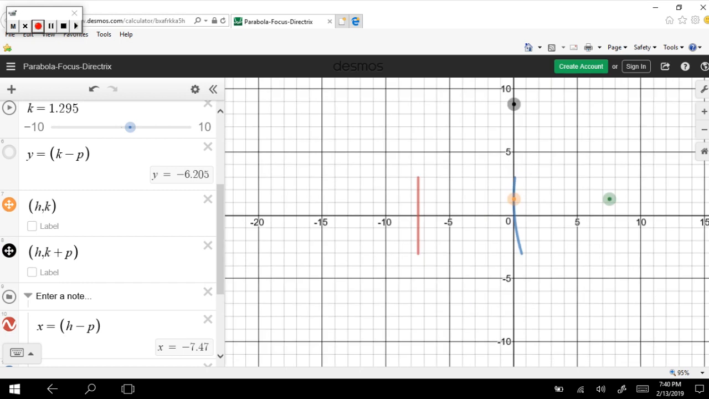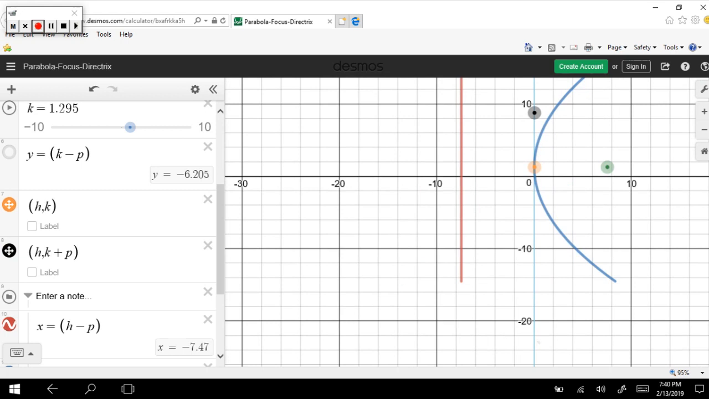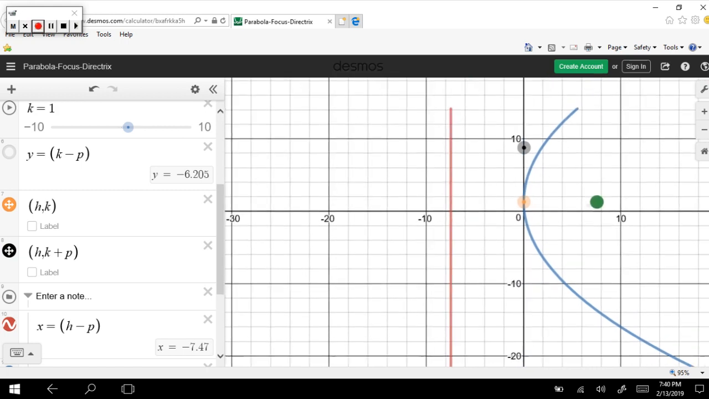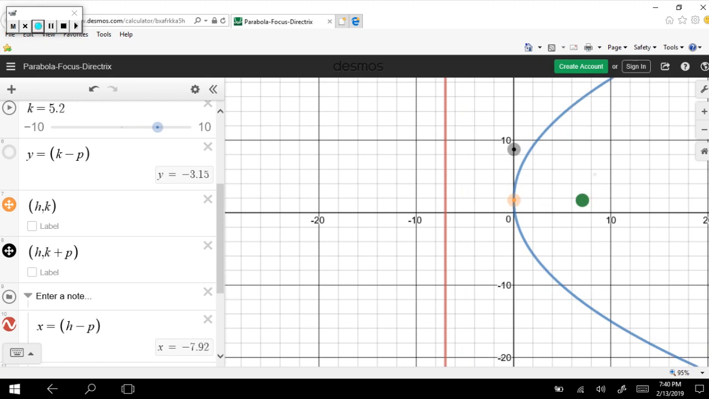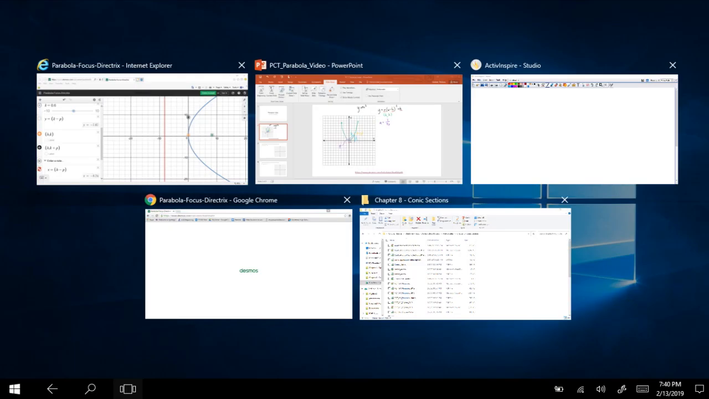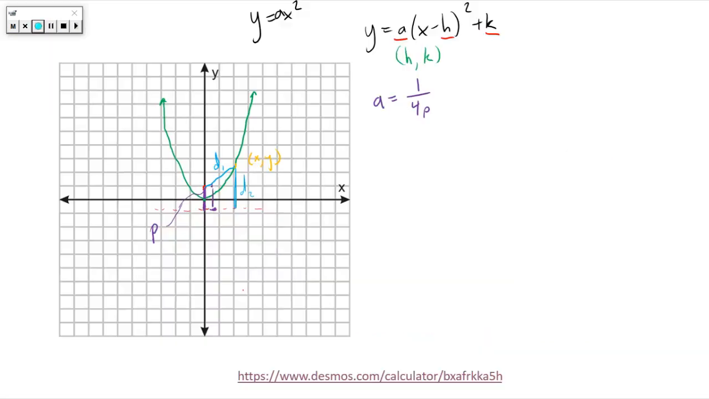Here is a left and right parabola. I put a different focus in here. It does the same thing, okay? We have the same relationship, we have left and right, but the letters change around a little bit, and that's what I wanted to talk about. So let's go back into this presentation here.